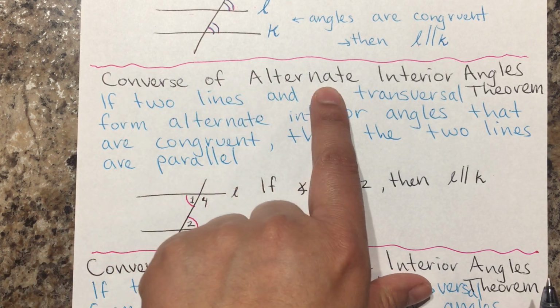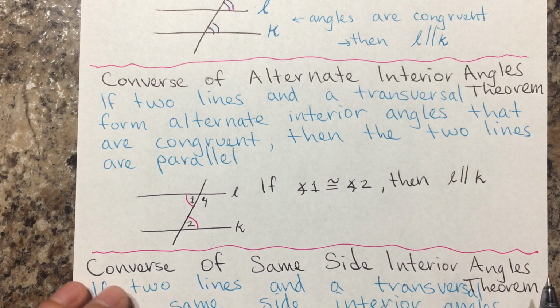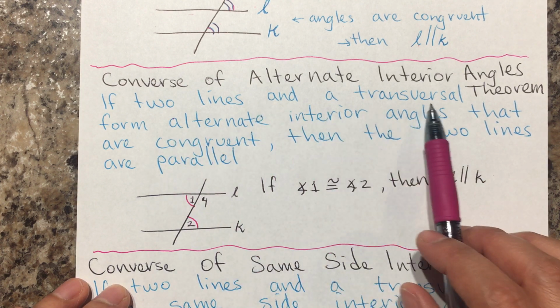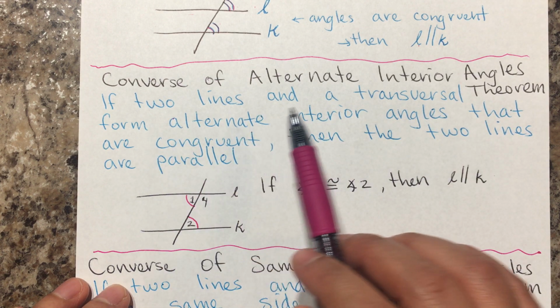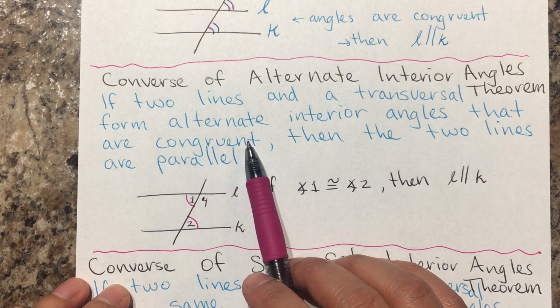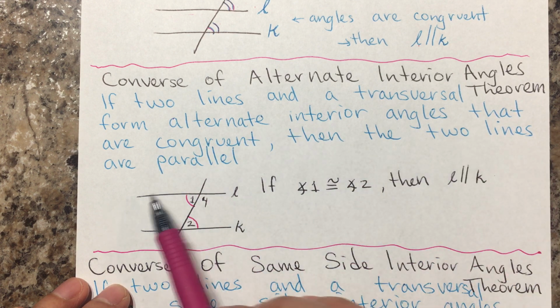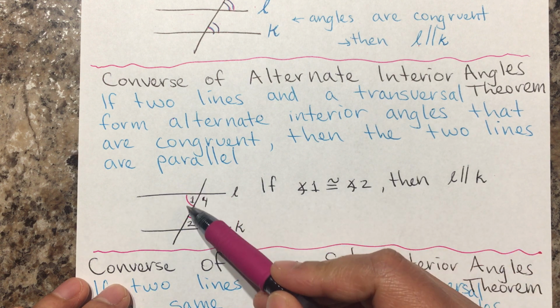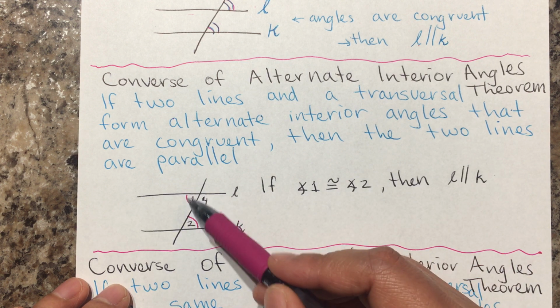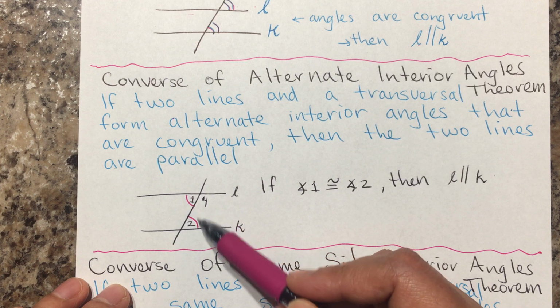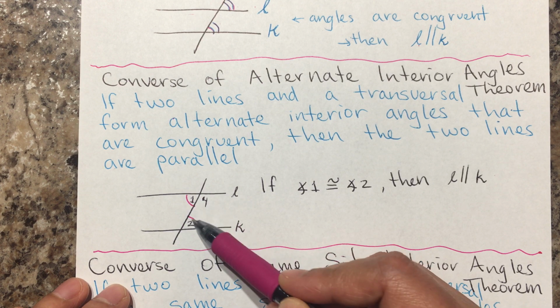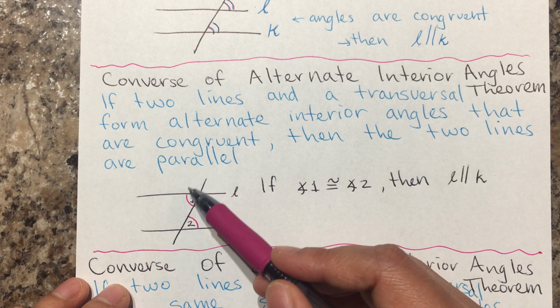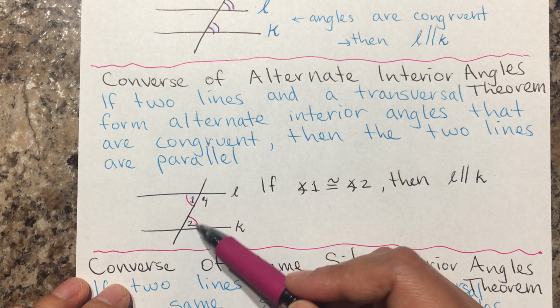For the converse of alternate interior angles, if two lines and a transversal form alternate interior angles that are congruent, then the two lines are parallel. Again, they are giving us the angles being congruent. If it has one marking here and one marking here, that means that these two angles are congruent.